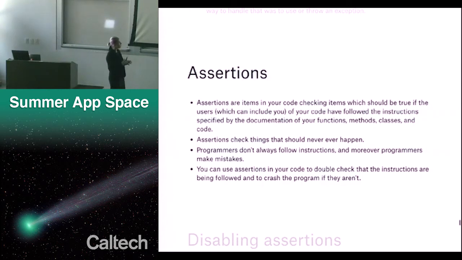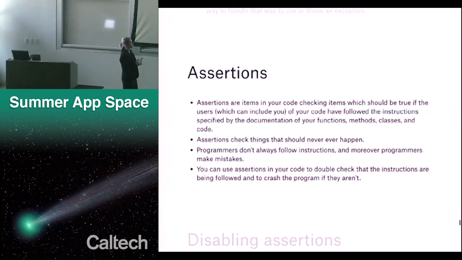Assertions are items in your code checking items which should be true if the users, which can include you, of your code have followed the instructions specified by the documentation of your functions, methods, classes, and codes. Assertions check things that should never, ever, ever happen. So someone can always try to upload a file that maybe it's the wrong type of file. That's something that could conceivably happen.